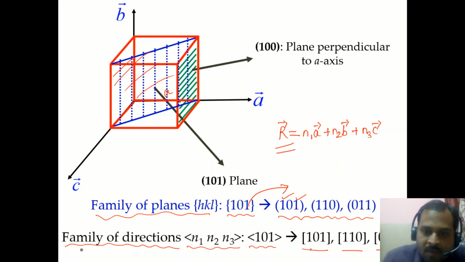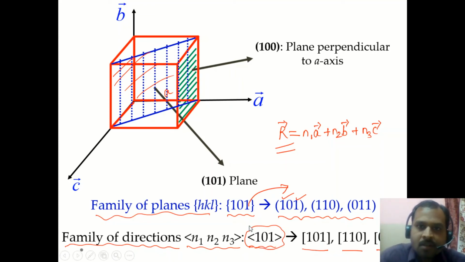and the family of these directions can be represented using a single entity, that is the angular bracket <1 0 1>. So you should not get confused between these brackets. The first bracket corresponds to the Miller indices, the curly bracket corresponds to the family of planes, and the angular bracket corresponds to the family of directions, whereas the square bracket corresponds to a particular single direction.